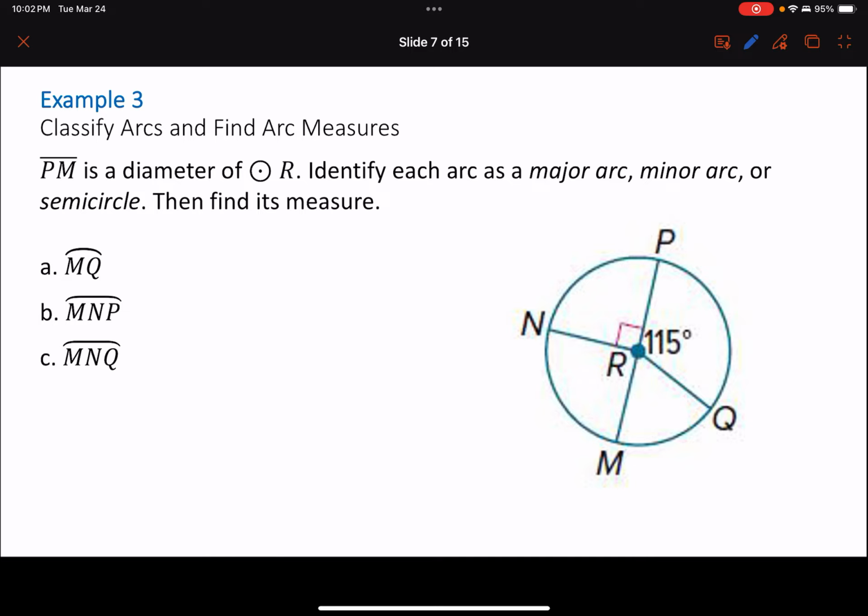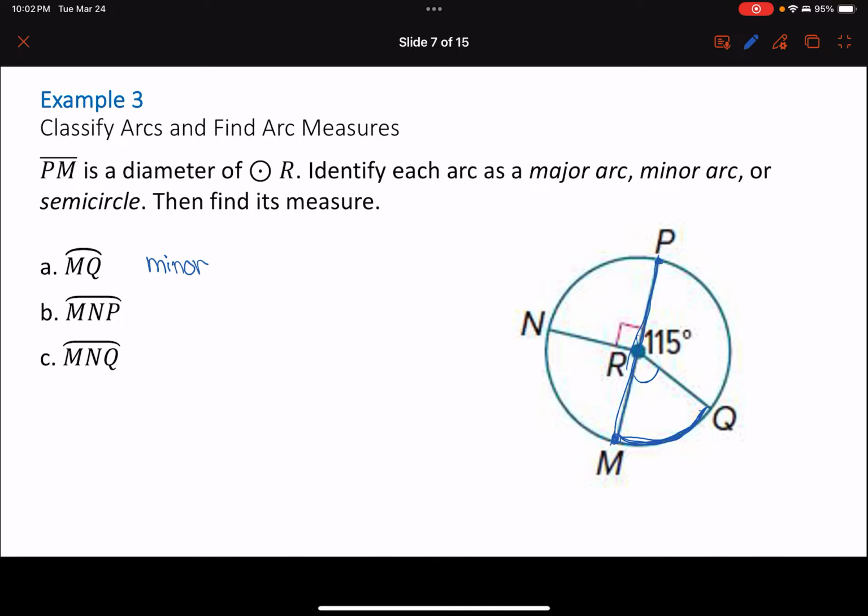All right, for example 3, we're going to classify our arcs and find the arc measures. So first of all, they mentioned that PM is a chord that also happens to be a diameter, so it goes through the center of the circle, circle R. And we want to identify each arc as a major arc, a minor arc, or a semicircle. Well, first of all, the minor arc MQ has to be minor because it's listed as a 2-letter arc. So from M to Q is going to be this arc.